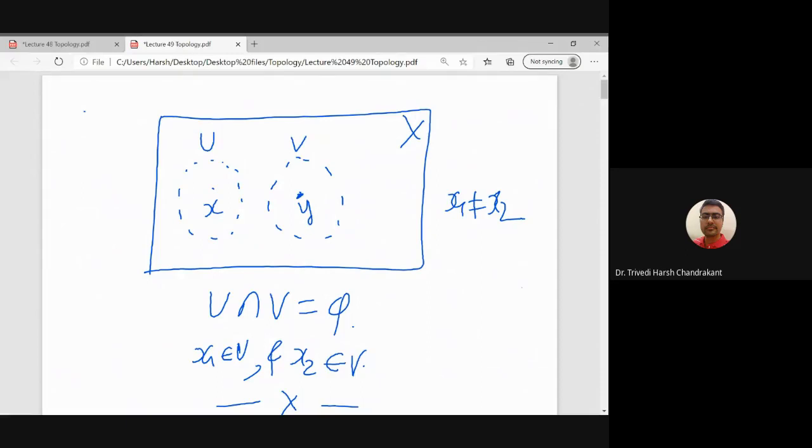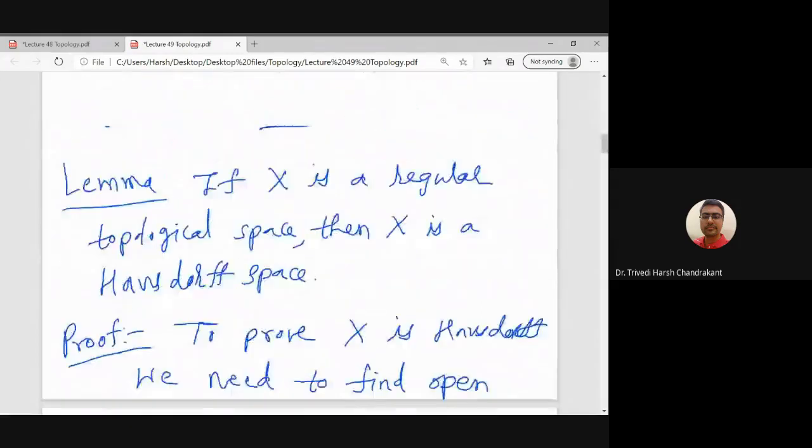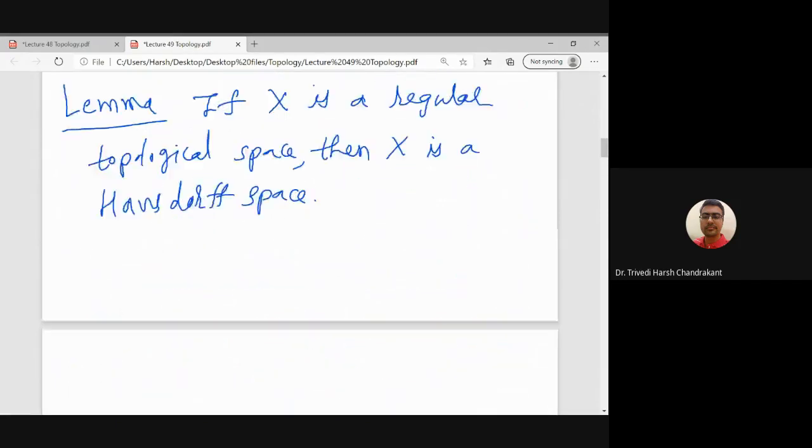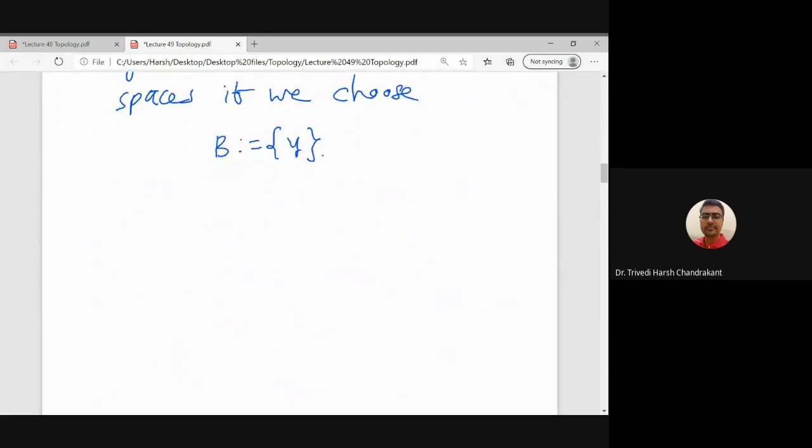So that means the sets U and V which we will get from the regularity property will give us the separation U and V of the points X and Y, and that is exactly what we want for the Hausdorff property. So this is a kind of showing that the regularity definition is a generalization of the Hausdorff space. Regularity property is stronger than the Hausdorff property, right?